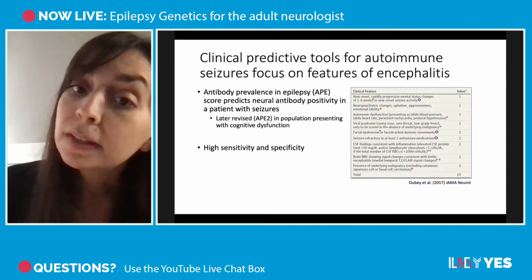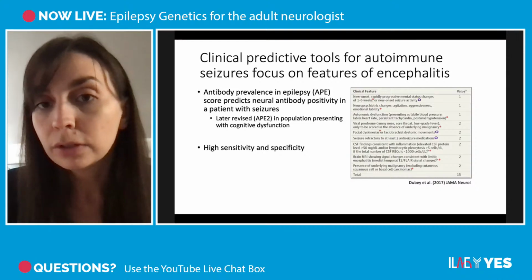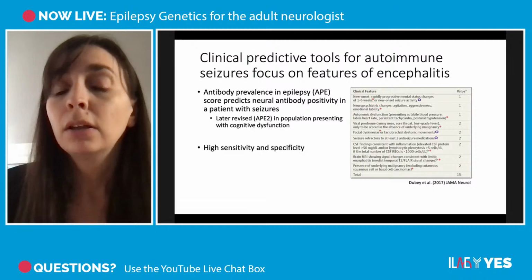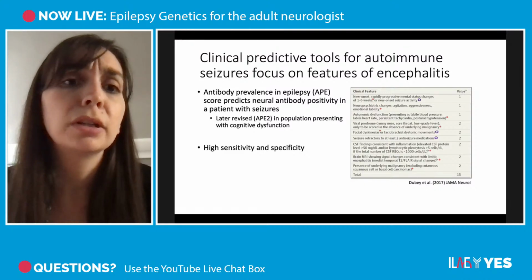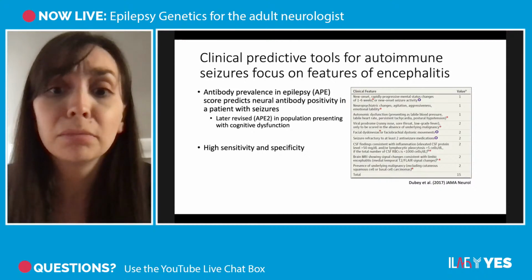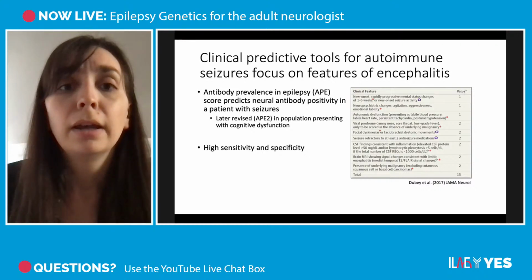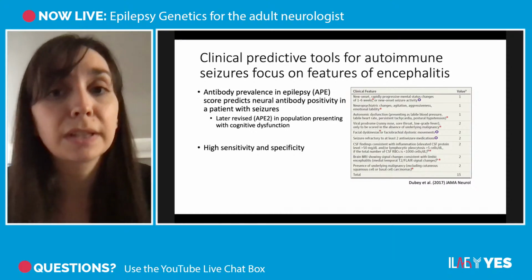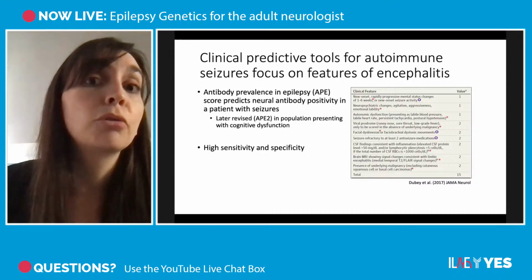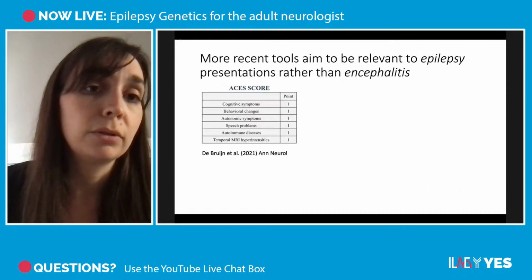The one thing that you'll notice here is that many of these clinical features are features of encephalitis. They're not features that you would ever see in a patient that would show up in an epilepsy clinic, or most of them are not. And so the question is, well, how well does this perform in a clinical setting of a patient with a chronic epilepsy that you're wondering may have an autoimmune cause?